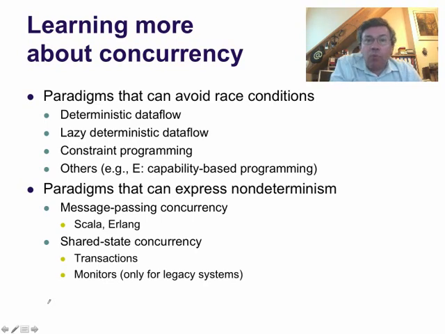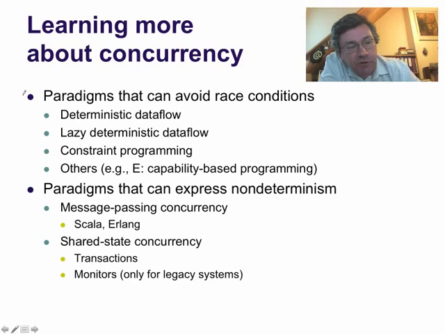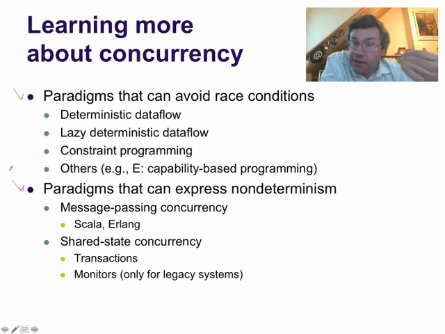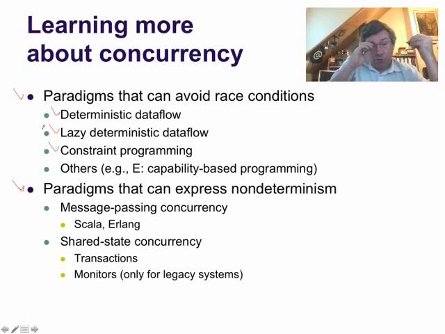So what can I recommend to you if you want to learn more about concurrency? Well, there's two directions. One, paradigms that can avoid race conditions, and the other, paradigms that can express non-determinism. So we saw deterministic data flow. If you think that's an interesting paradigm, if you're intrigued by how that development can go on, you should look at the lazy deterministic data flow paradigm, which adds more abilities and keeps all the good properties, and even more sophisticated computation models such as constraint programming.